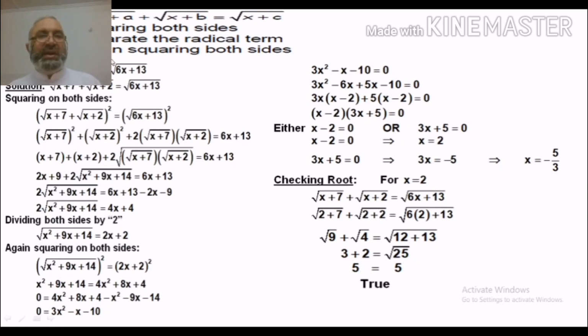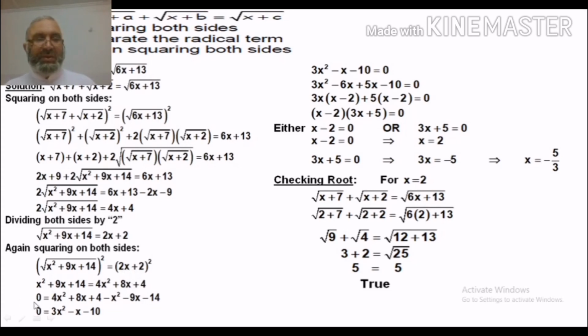So again the third step, again squaring both sides, applying the third step, again squaring on both sides, that becomes a type 1 equation. So square root of x square plus 9x plus 14, whole square, is equal to, on the right, 2x plus 2 whole square. On the left, square root and square cancel, we get x square plus 9x plus 14 is equal to, on the right side, by a plus b whole square, 4x square plus 2 square, 4, plus 2ab, 2 into 2, 4, 4 into x, 8x.